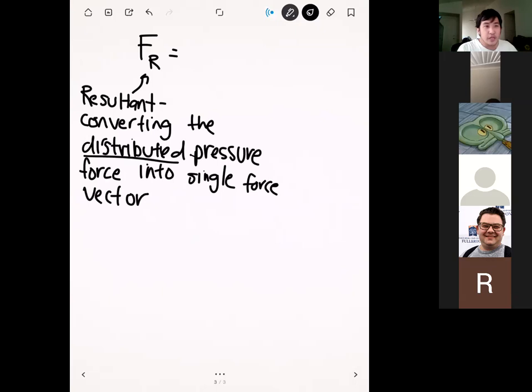And basically the sole reason is because it's just easier to work with, especially if you're doing free body diagrams. It's a little bit inconvenient to work with a distributed force. But if you have just one force vector, then that's the most convenient thing to do. Okay?